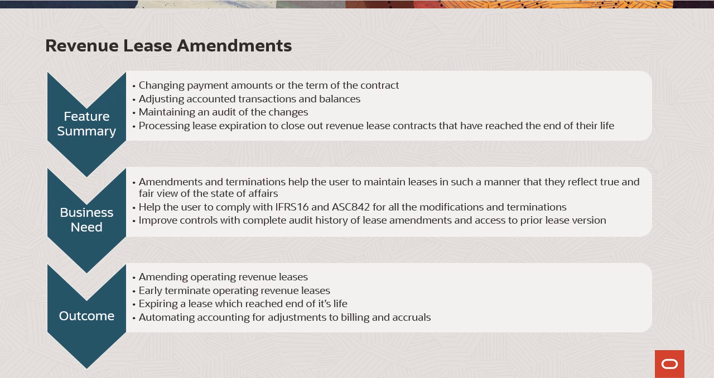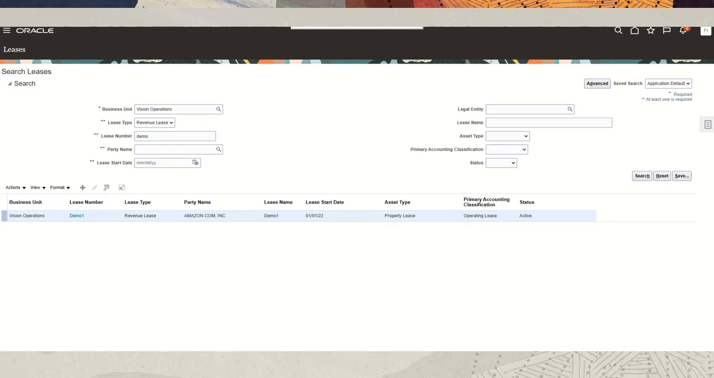So the outcomes include amending operating revenue leases, early terminating operating revenue leases, expiring a lease that has reached its end of life, and automating accounting for adjustments to billing and accruals. In this demo, I will show you how to perform revenue lease amendments for operating leases and how it will enhance your business.